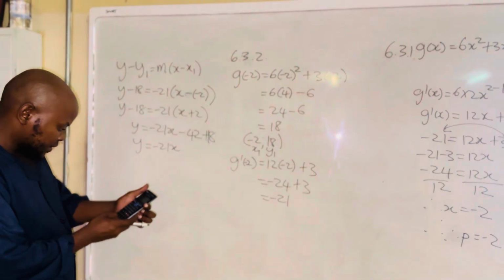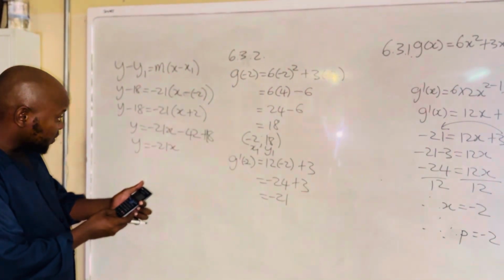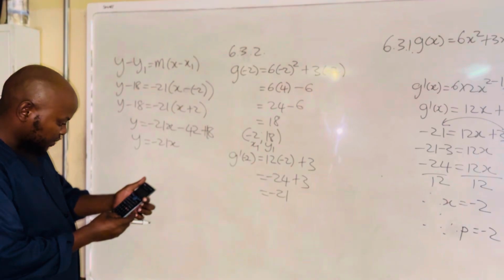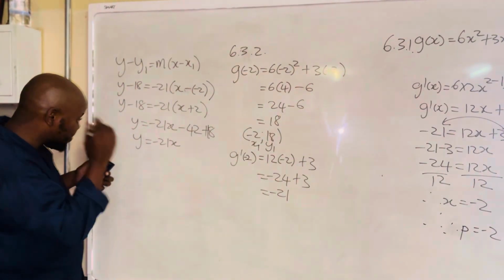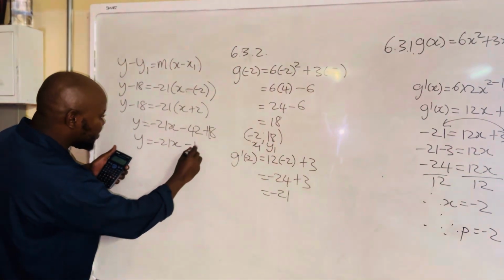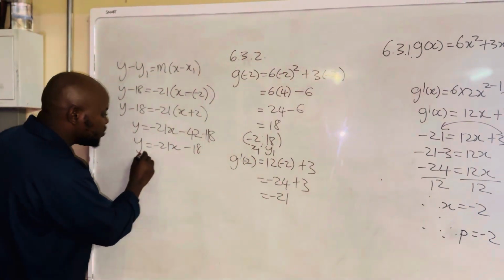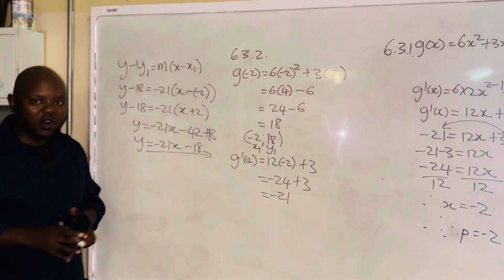21, 42, which is minus 18. This will be the equation of the tangent in the form of y equals now.